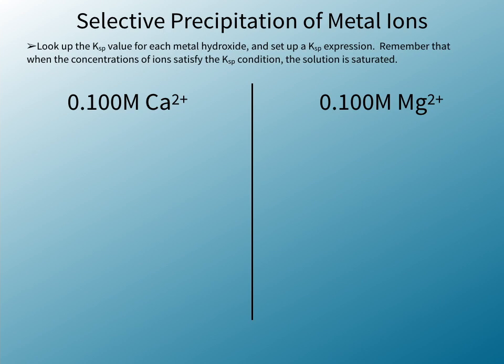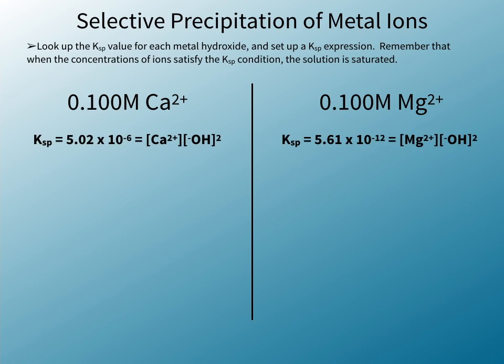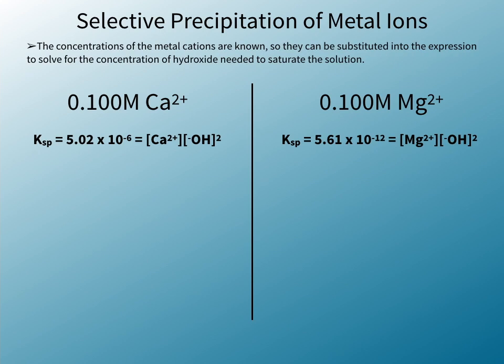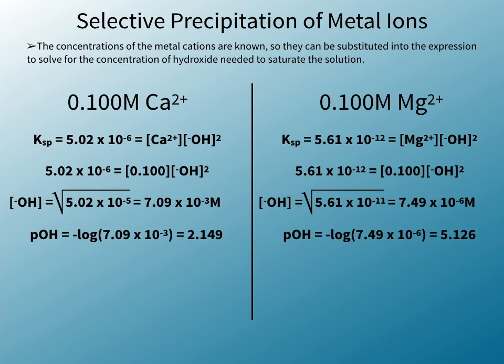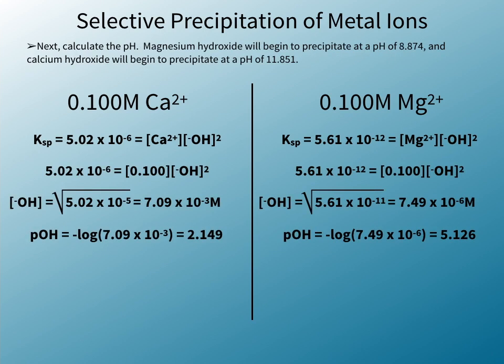Look up the Ksp value for each metal hydroxide and set up a Ksp expression. Remember that when the concentrations of ions satisfy the Ksp condition, the solution is saturated. The concentrations of the metal cations are known, so they can be substituted into the expression to solve for the concentration of hydroxide needed to saturate the solution. Next, calculate the pH.